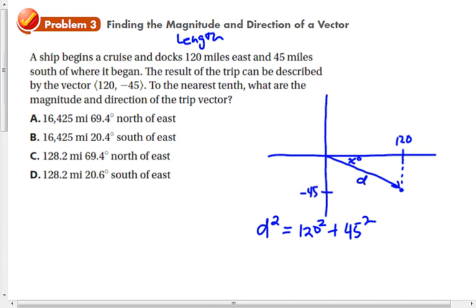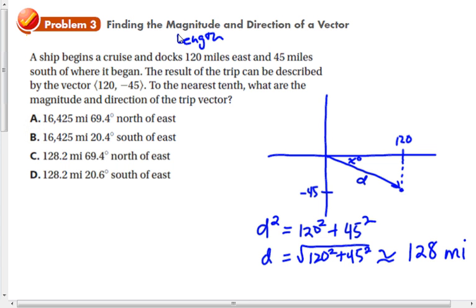I can ignore the negative sign there. And when we do that, we get d is equal to the square root of 120 squared plus 45 squared. And when we do that on our calculator, we get about 128 miles.